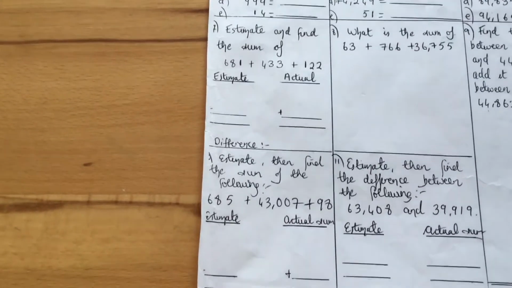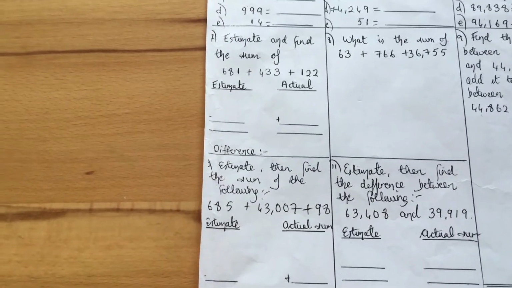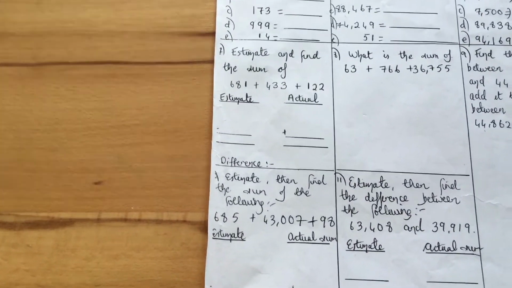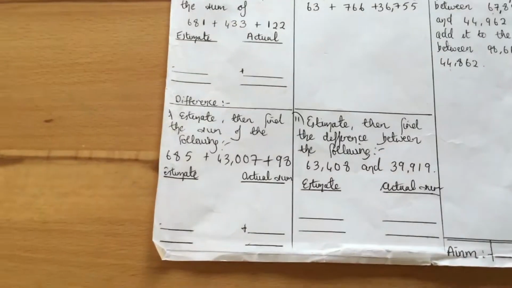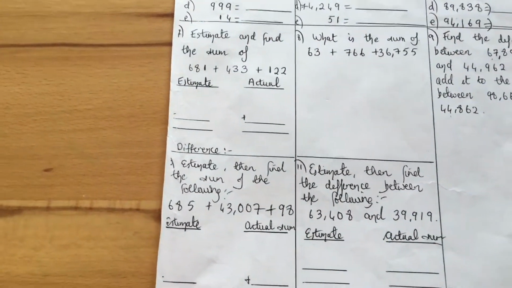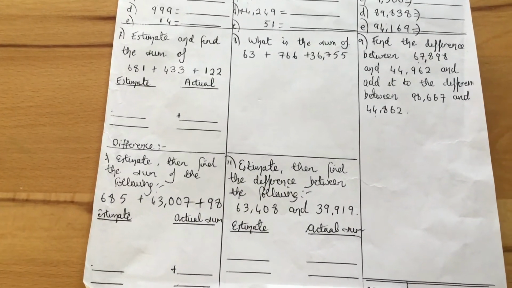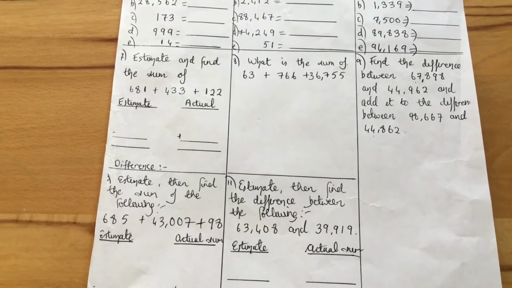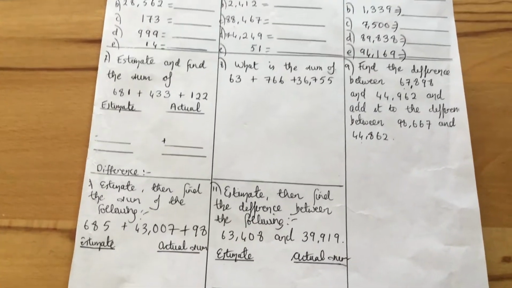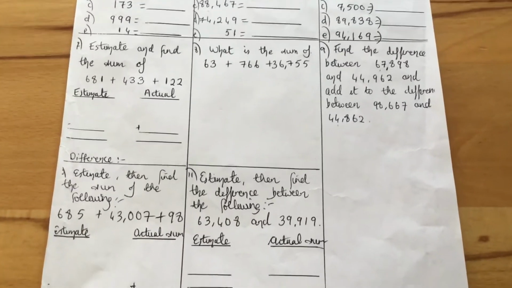Estimate, then find the sum of the following. So again, we're estimating. We're rounding to the nearest 100 or 1,000, okay? And then we work out the actual sum and see what the difference was between your estimation and your actual answer. Estimate, then find the difference between the following. So you have to estimate, so you bring it to the nearest 1,000 here, guys, because you're talking of tens of thousands, and then you can just do the actual sum.